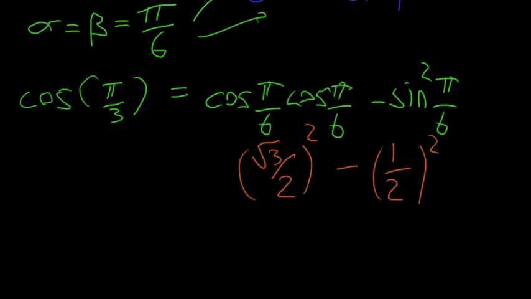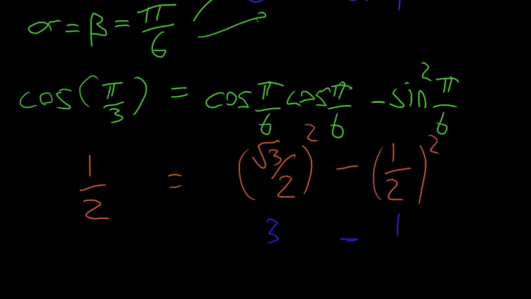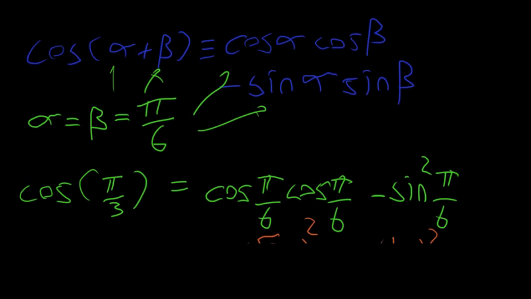And over on the left here, cos of pi over 3 or cos of 60 degrees is a half. So is this indeed true? Well, let's check. Root 3 over 2 squared is going to be 3/4, and this is going to be minus a quarter, which is indeed a half, so it works out perfectly well. Okay, so there's a bit of intuition.